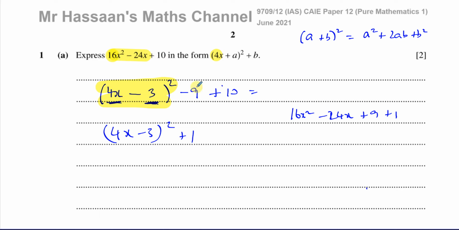We can see a is equal to negative 3. They didn't tell us to give the value of a, but the a here would be negative 3 and the b here would be 1. And we have answered 1a. And that was a question that the student asked.